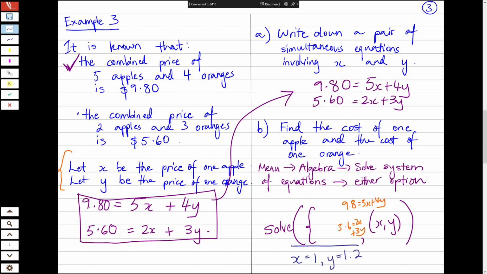Now I want to be very clear. I don't think this is answering the question. I want a sentence. So if I say to you, how much does an apple cost? And you tell me x equals 1, y equals 1.2, I don't know which number is which. So can someone put this into a sentence for me? An apple would cost.